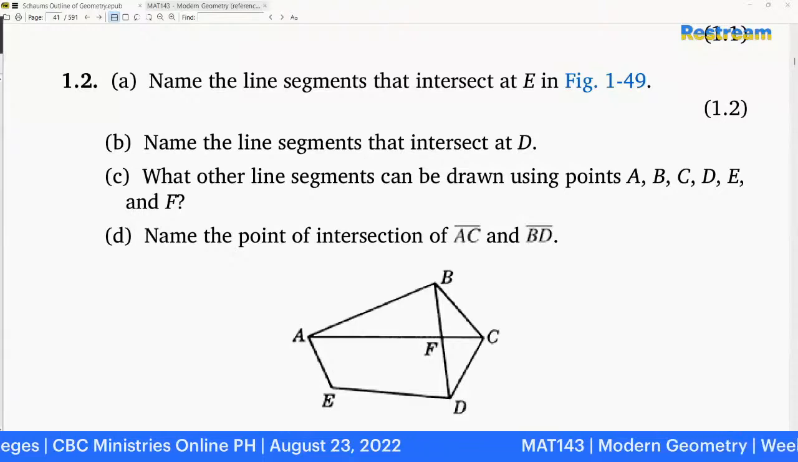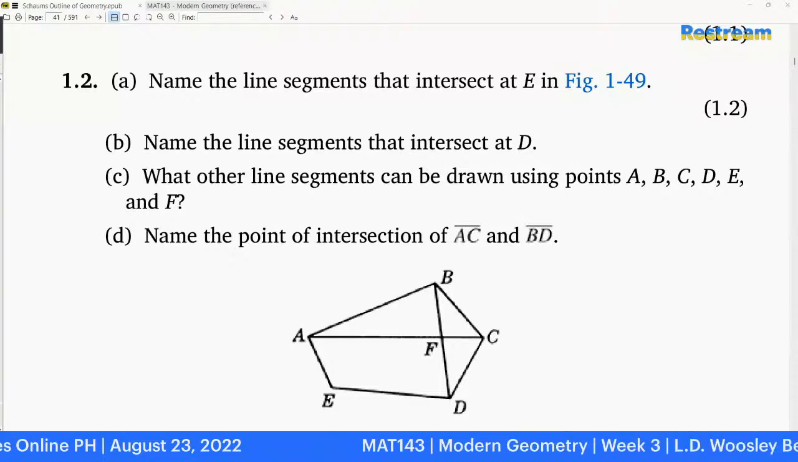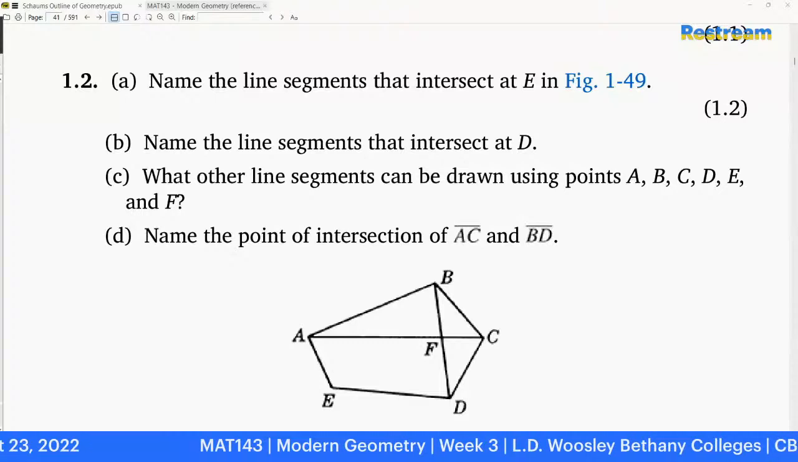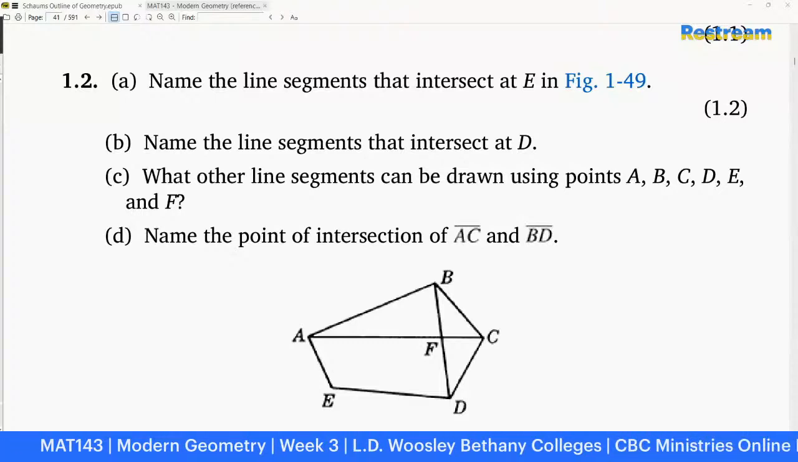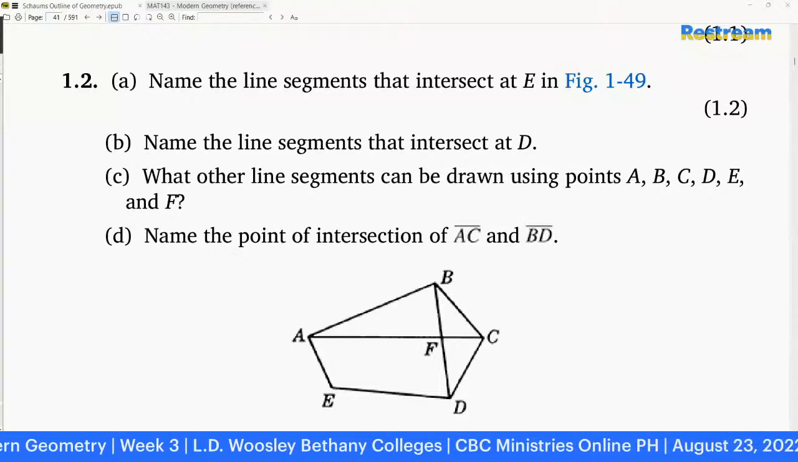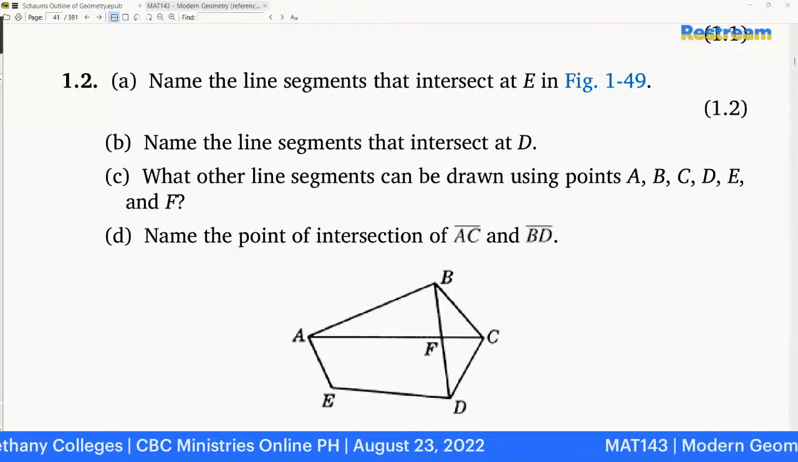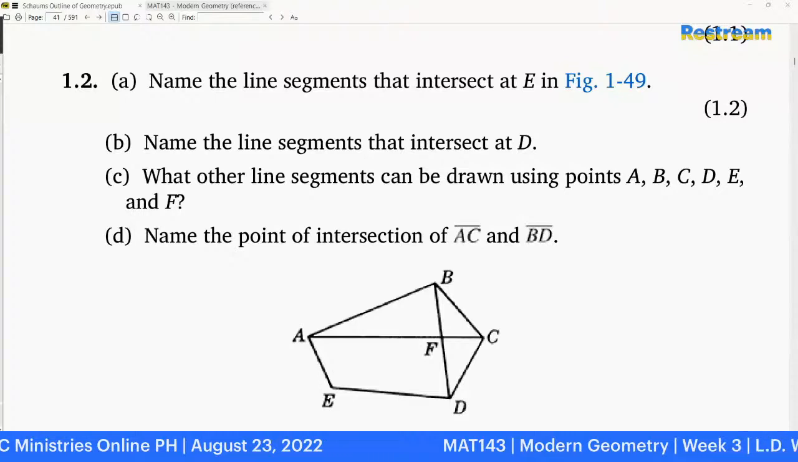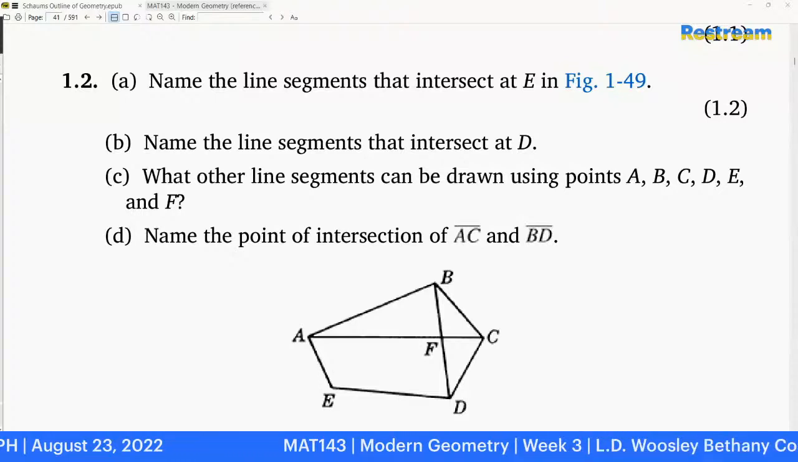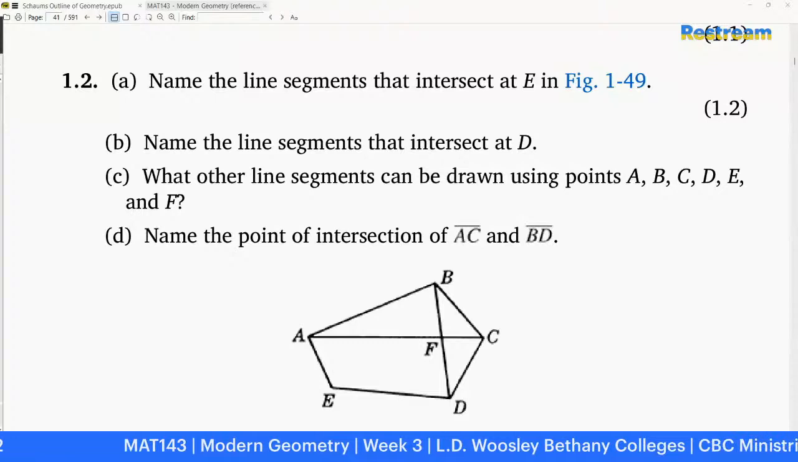Tama, 4 nga. Can you name it again, Gillian? Line segment EB, line segment CB, line segment BD, tapos yung line segment FD. FD. Okay, that's correct.